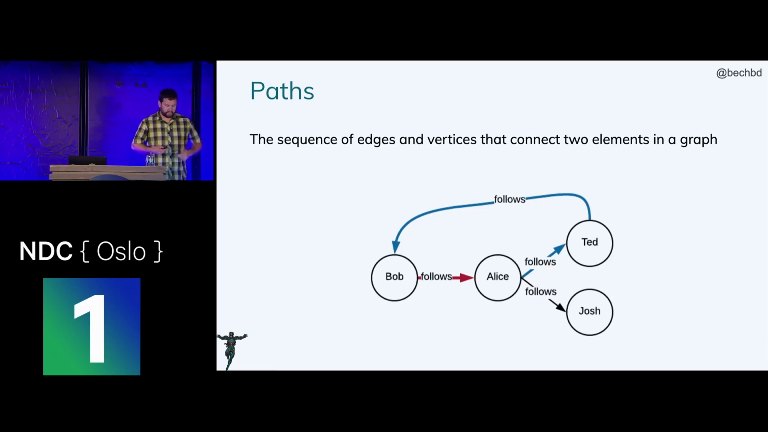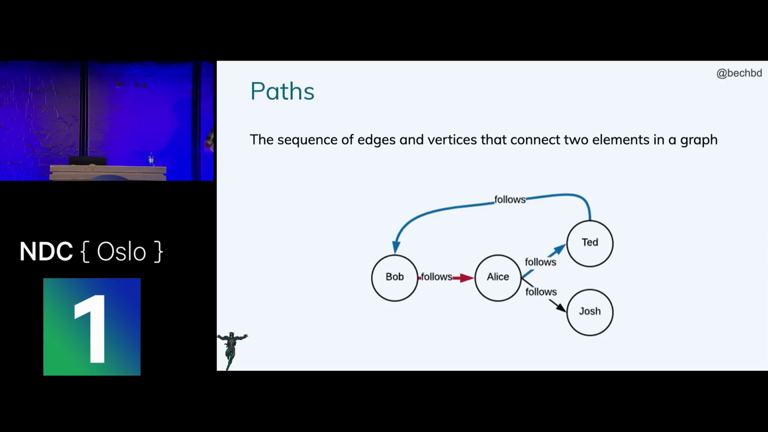But this brings us to the concept of a path. A path in a graph database is a pretty unique data structure, because a path not only says that two things are connected, but it gives you the sequence of vertices and edges you need to go across in order to get from one to another.